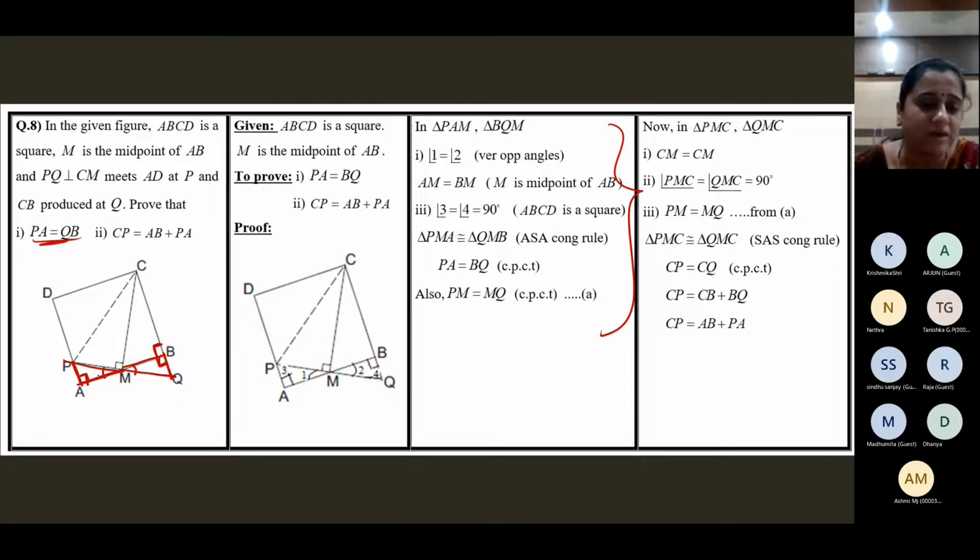And then AM of this triangle is equal to BM of this triangle because M is the midpoint of AB. So in this little triangle APM and this little triangle BQM, this angle is equal to this angle, vertically opposite angles are equal. AM of this triangle is equal to BM of this triangle, given, and then 90 degrees. So by the ASA rule, the triangles are congruent. We have to prove that PA is equal to QB. PA is equal to QB, by CPCT.